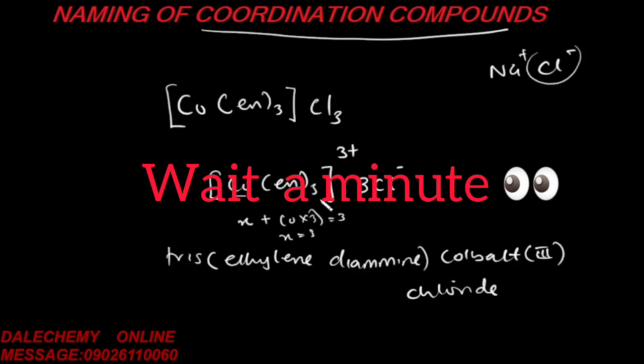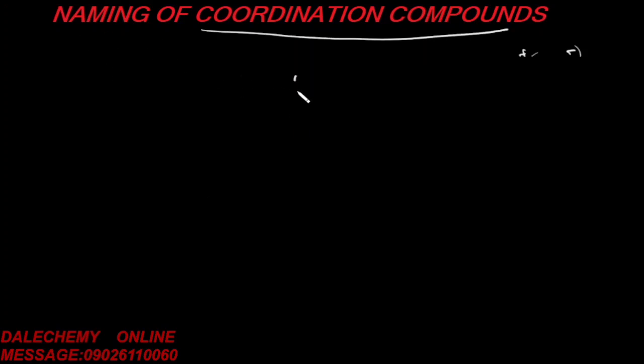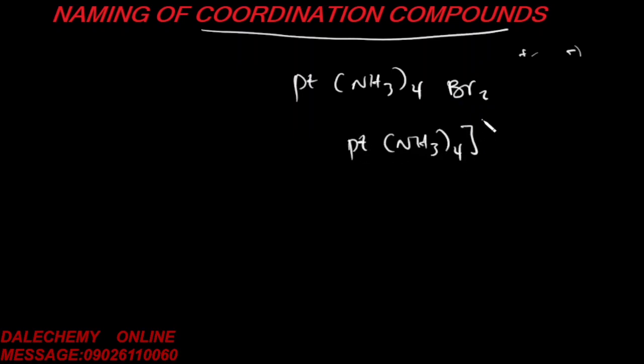I think I forgot to name the bromide part in the last example. So if you want to name it, this is [Pt(NH3)4]Br2, which I said will be [Pt(NH3)4], Br minus, we have 2 of that, 2 plus. So this should be tetraammineplatinum(II), then you have bromide. So that should be the name: tetraammineplatinum(II) bromide. Please try and rectify that.